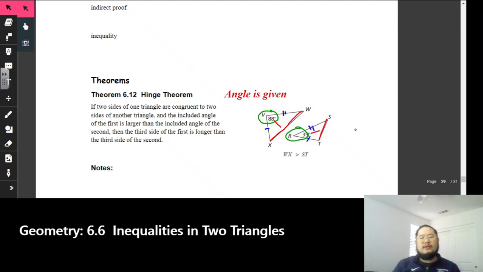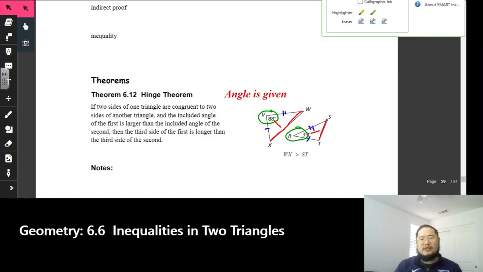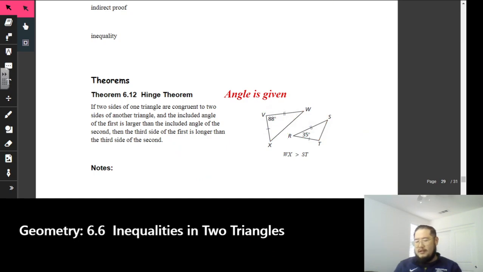You need two congruent triangles, or rather two sides of one. The triangles are not absolutely congruent, but two sides of one triangle are congruent to two sides of the other. So we can't necessarily say that the two triangles are congruent, or else the angles would also be congruent.